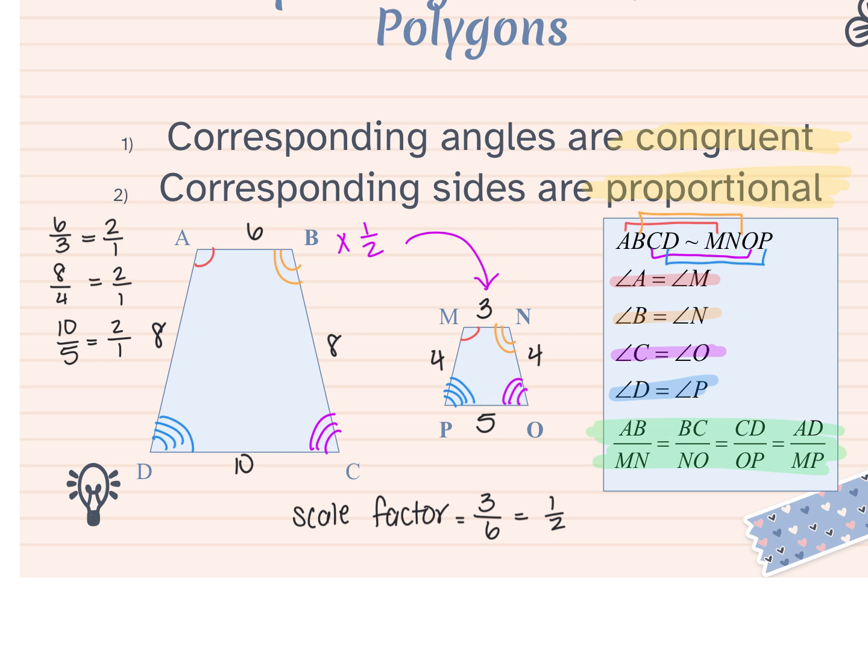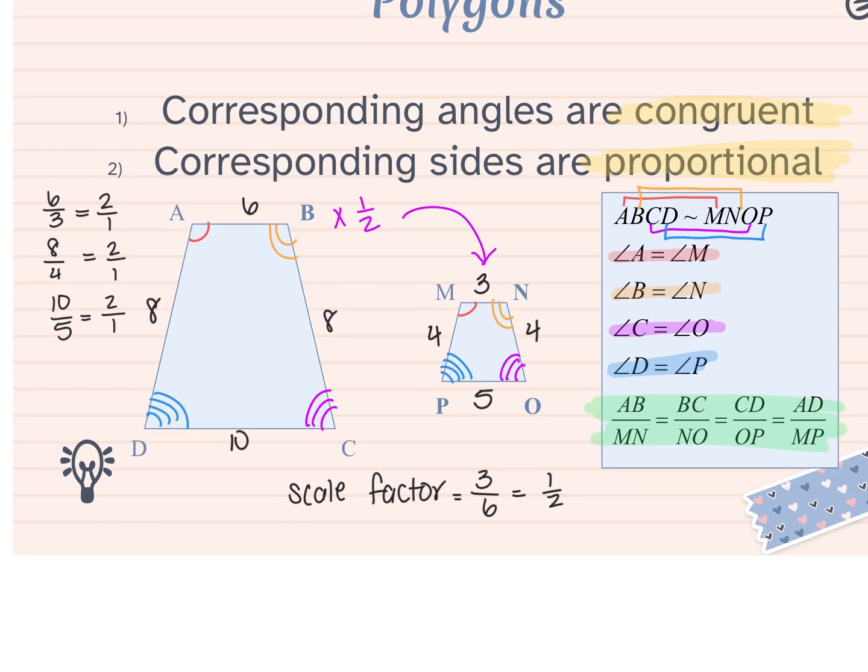I did not have to use only 3 and 6. I could have used 4 over 8. It's still going to give me the same 1 over 2. And again, I could also use 5 over 10, which gives me my scale factor of 1 over 2. It doesn't matter what I use as long as it's the corresponding side, okay? So my scale factor is the simplified number. It has to be simplified, so my scale factor would be 1 over 2.